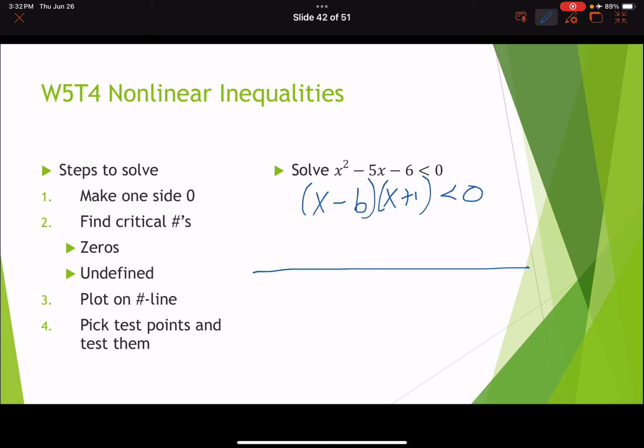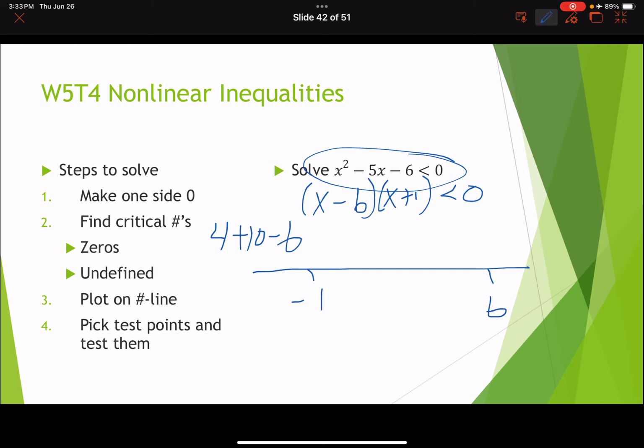So you go to a number line and say, okay, at -1 is a 0, at positive 6 is a 0. Then we're going to test points to the left of -1, between -1 and 6, and greater than 6, and see if there are solutions, because remember, we want it to be less than 0. Let's choose a point that's less than -1, say -2. If you put -2 into the original expression, you get 4 plus 10 minus 6, so it's 14 minus 6, that's 8. That is not a solution because 8 is bigger than 0.